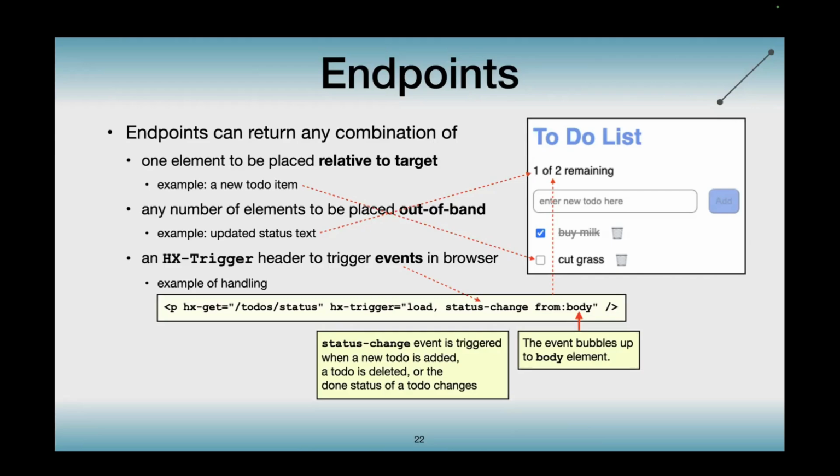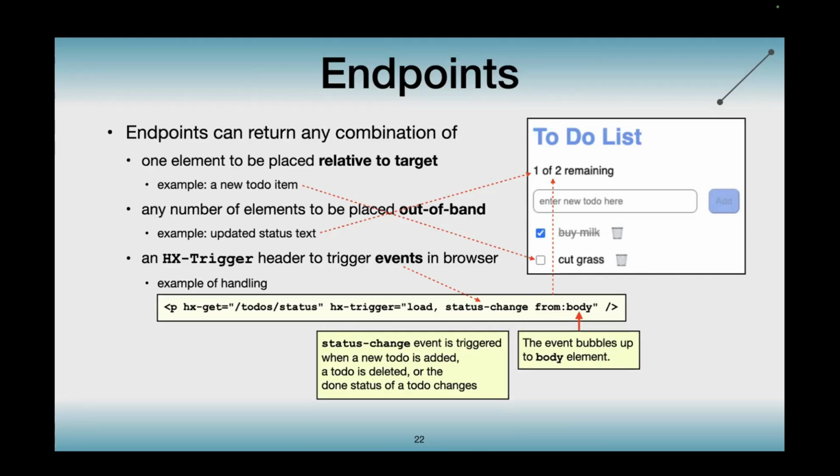And so the part there that says from body, well, that's just taking advantage of the fact that regardless of where I trigger the events, the checkbox, the trash can, adding a new to-do and that input, all of these events are going to bubble up and eventually they're going to make it to the body of this document. And so I'm saying there, I want to listen on the body element for the status change event. And when I get that, what do I want to do?